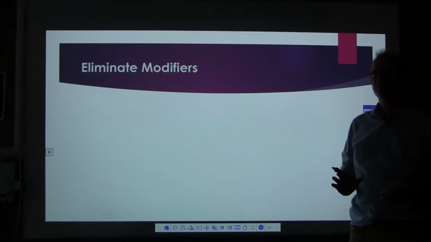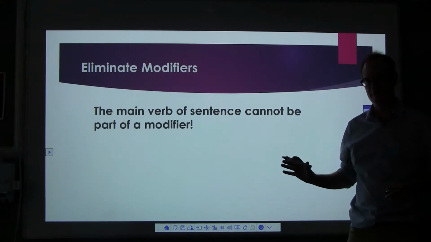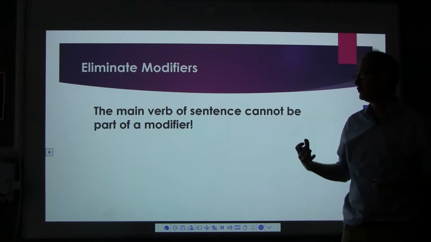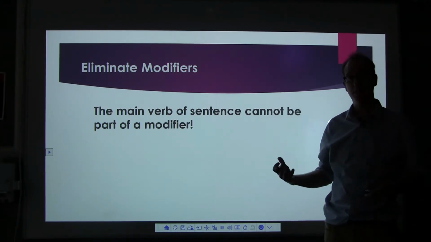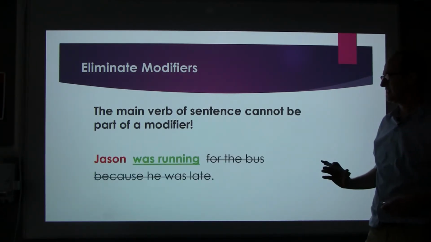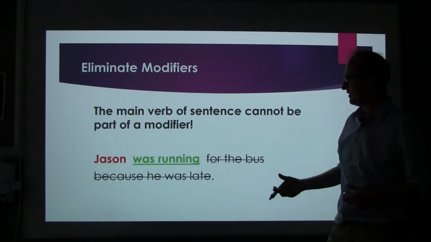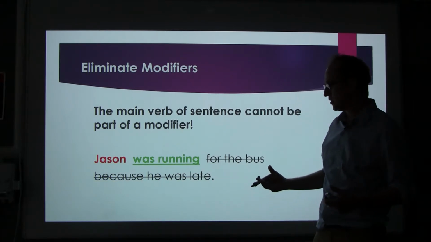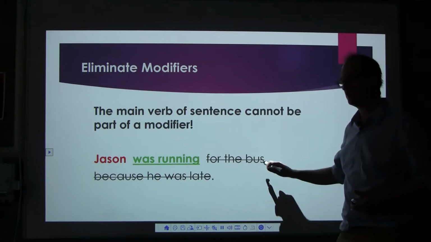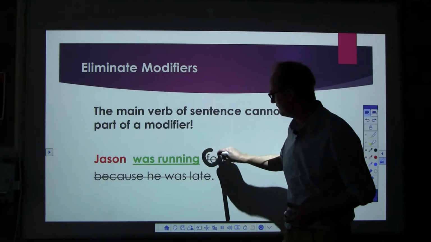Now, it's really important to remember that a main verb of a sentence cannot be part of a modifier. And when you looked at Sentence Discovery and played with that app, you'll notice how to identify modifiers. So it's important to eliminate those modifiers. So here we have a sentence, Jason was running for the bus because he was late. Now, there are lots of different word groups here. In this case, we have for the bus. That's a prepositional phrase. That's a modifier. We can eliminate that. We know it's a modifier because of the word for.